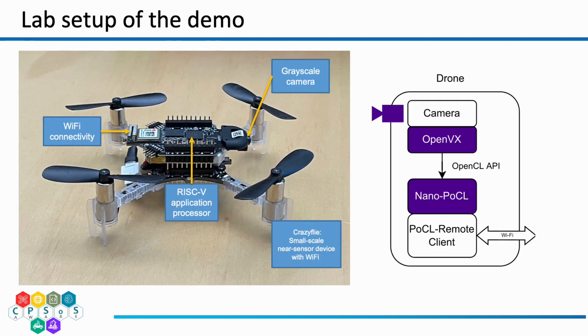This is the drone used for the offloading demonstrator. The small-scale Crazyflie nanodrone with the AI deck add-on board contains an SoC which has a RISC-V multicore that acts as a small-scale device that is still capable to offload OpenCL commands through PoCL Remote.